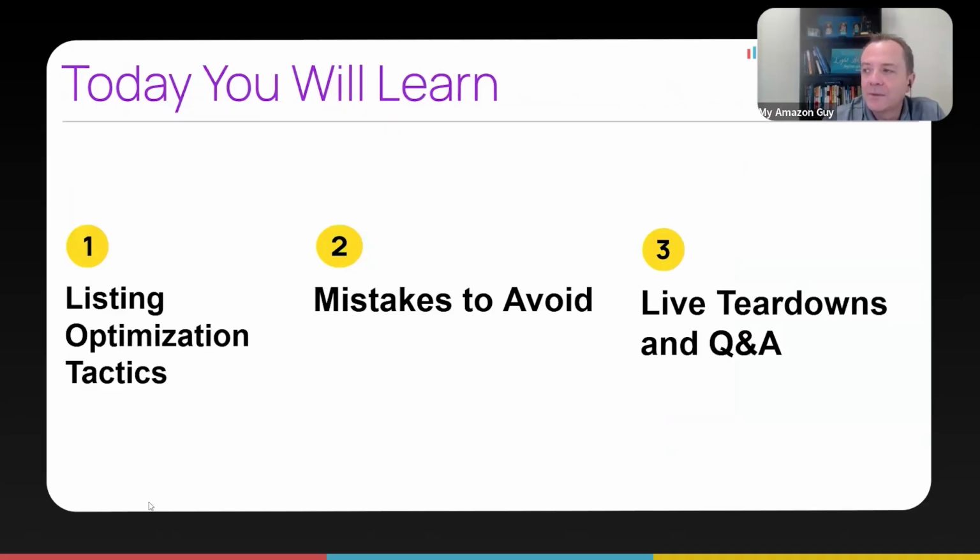So today you're going to learn quite a few things. We're going to talk about some listing optimization tactics, some mistakes to avoid that we see quite a bit, as well as we're going to be doing some listing teardowns and answering questions. So you can get live feedback on your actual listing and you can learn from the listing mistakes of others. And so there's no bad mistakes you're making that we're going to laugh at you and say, "Oh, you shouldn't have done this." It's more, this is what you could do better.